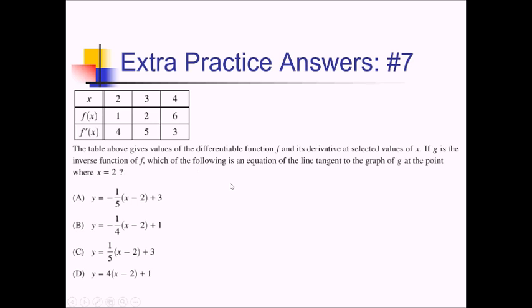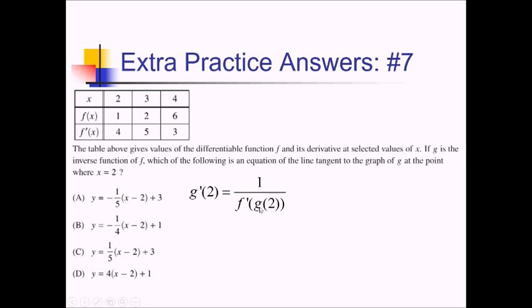All right, so I basically need to find g prime of 2 and then use that to create one of these tangent lines. Since I'm dealing with an inverse here, g prime of 2 is going to be 1 over f prime of g of 2. So 1 over the derivative of the original function, with the inverse function's number plugged in here. So what is g of 2?